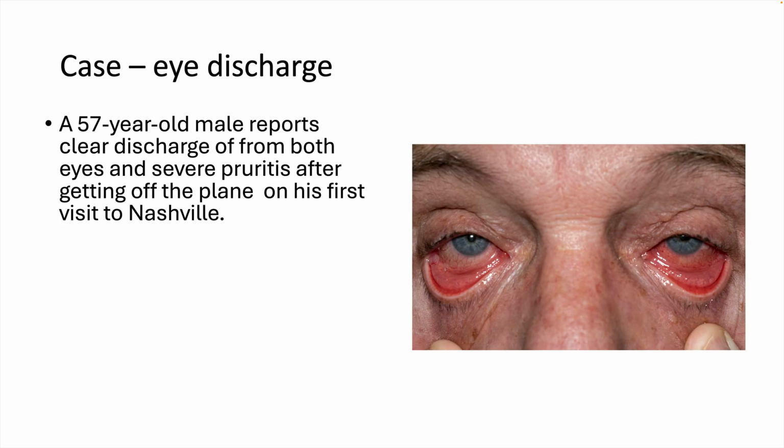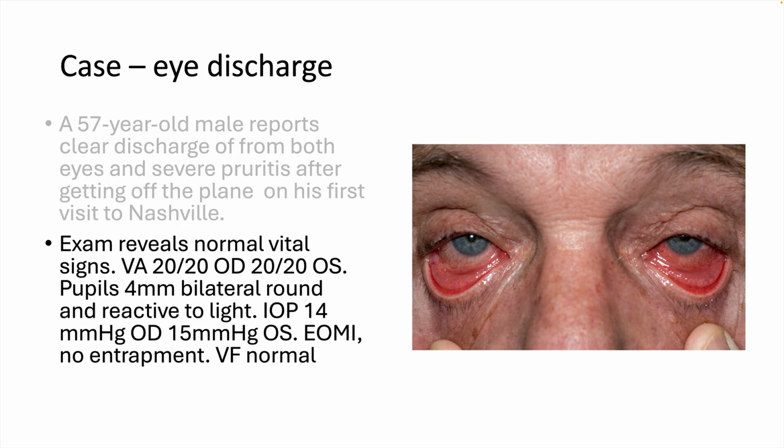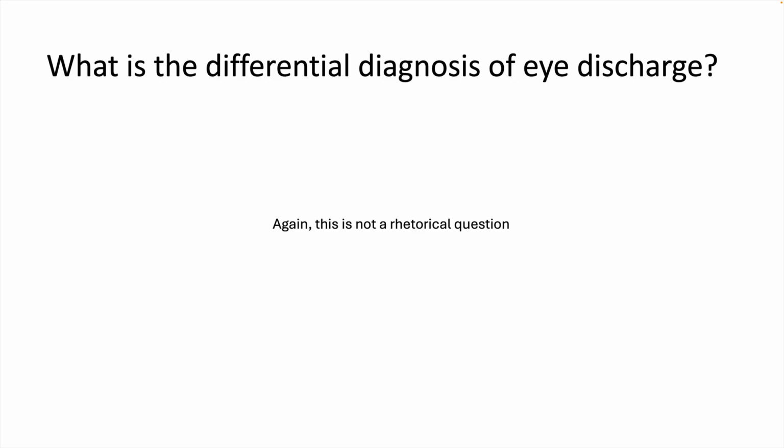Let's do a case of eye discharge. A 57-year-old male reports clear discharge from both eyes and severe pruritus after getting off a plane on his first visit to Nashville. Exam reveals normal vital signs. Visual acuity is 20/20 right eye and 20/20 left eye. Pupils are 4 millimeters bilaterally, round and reactive to light. Intraocular pressure, 14 millimeters in the right eye and 15 millimeters of mercury in the left eye. Extraocular movements are normal. There's no evidence of entrapment. Visual fields are normal. What is the differential diagnosis of eye discharge?